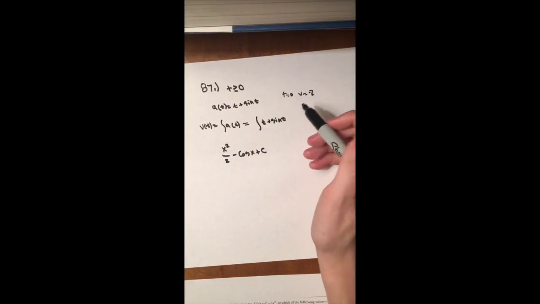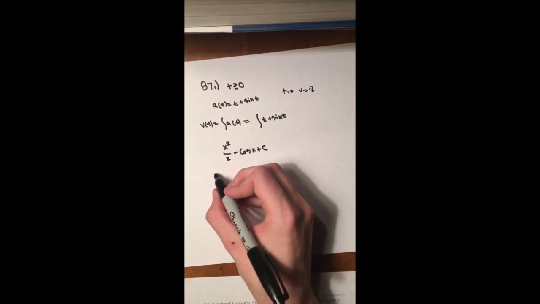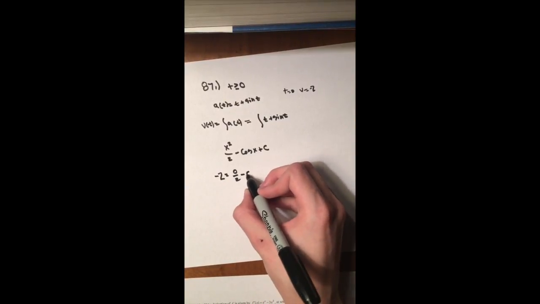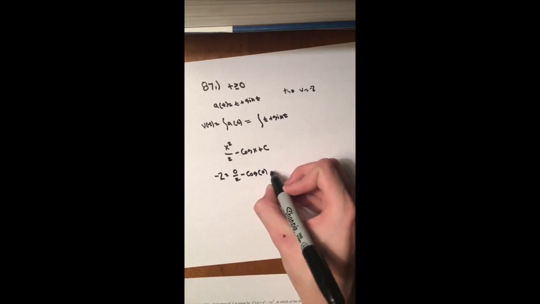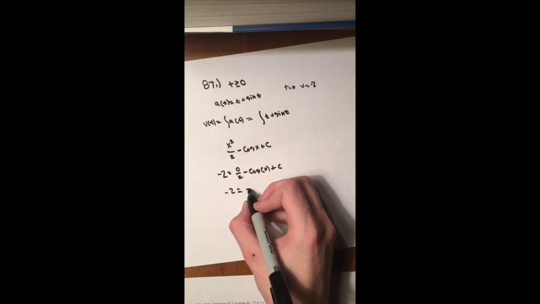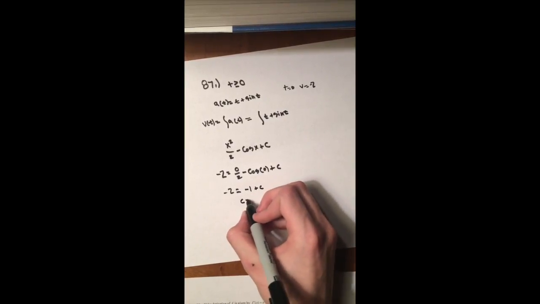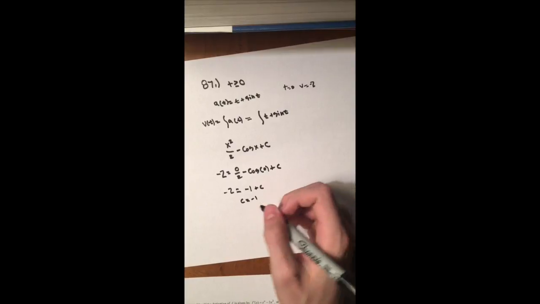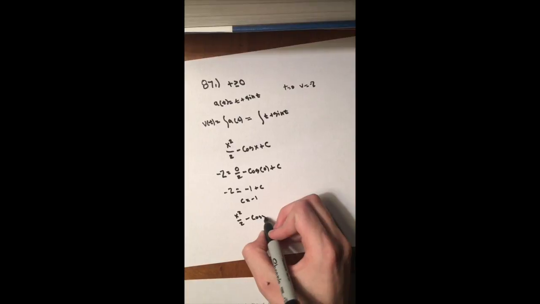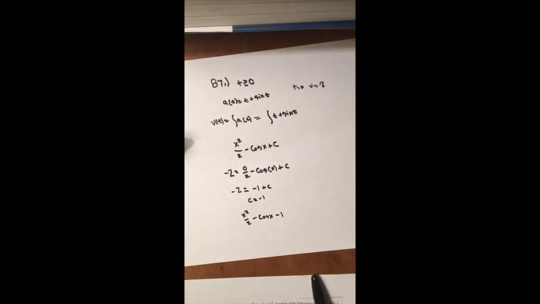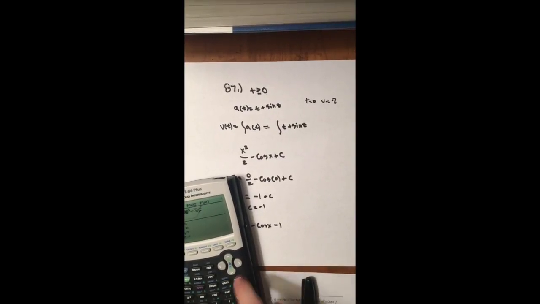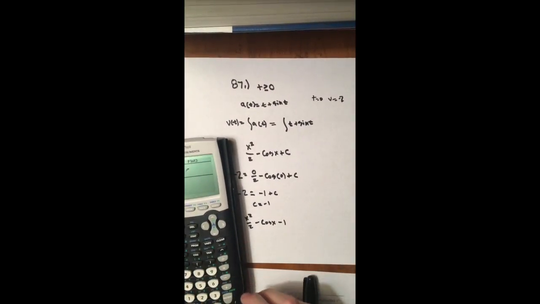So when t or x is equal to 0, v is equal to -2. So -2 is equal to 0 over 2 minus cosine of 0 plus c. So that's just going to be -2 is equal to -1 plus c. So c is equal to -1. So our final equation is going to be x squared over 2 minus cosine of x minus 1. And this is the point where you should grab your calculator again and clear this equation, and then start up on the next one.